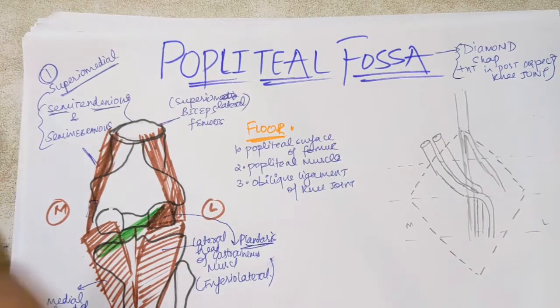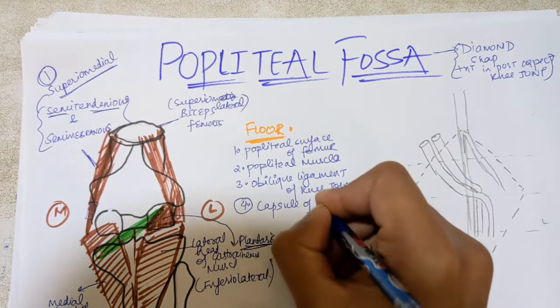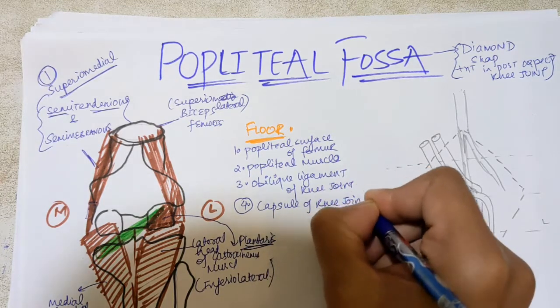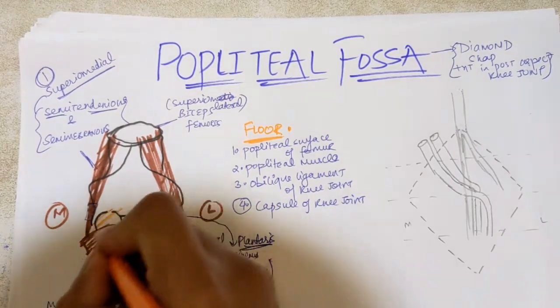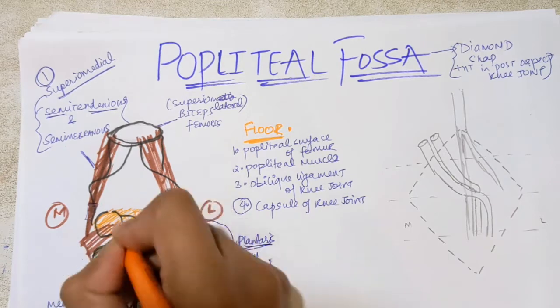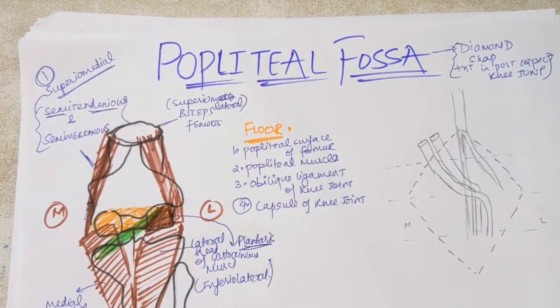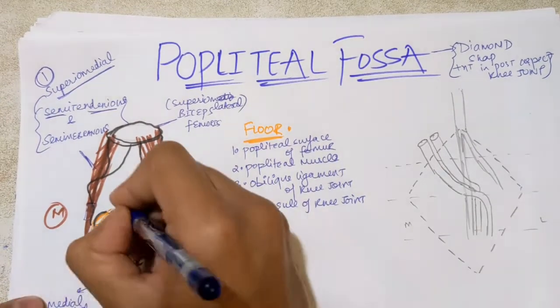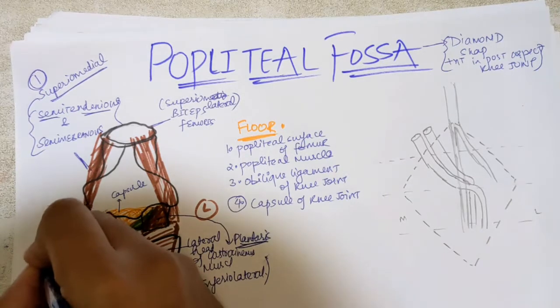And the fourth one, you can see the capsule of the knee joint. Also you can see in this diagram, the capsule of the knee joint. So this is actually your capsule. This part is your capsule. This bony-looking structure, this is your capsule here. So it will also be forming the floor. This is your capsule, and this is your oblique ligament.